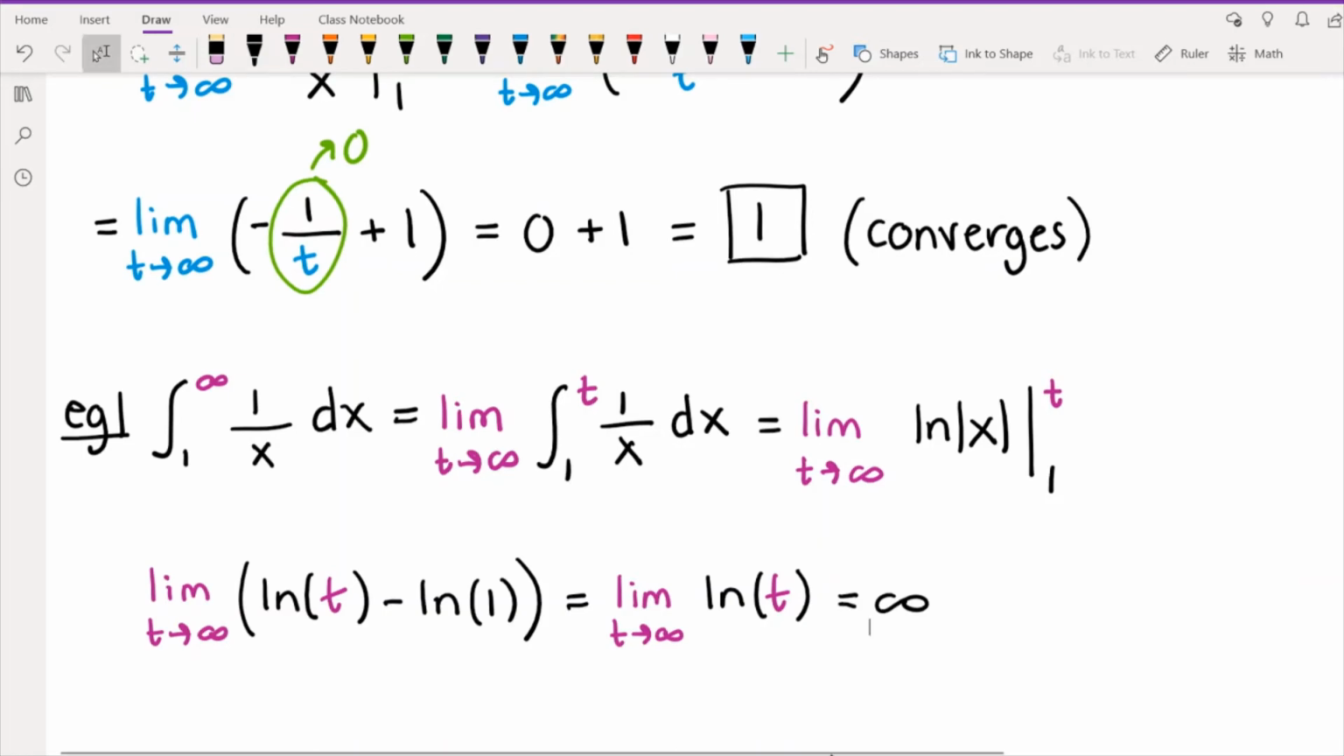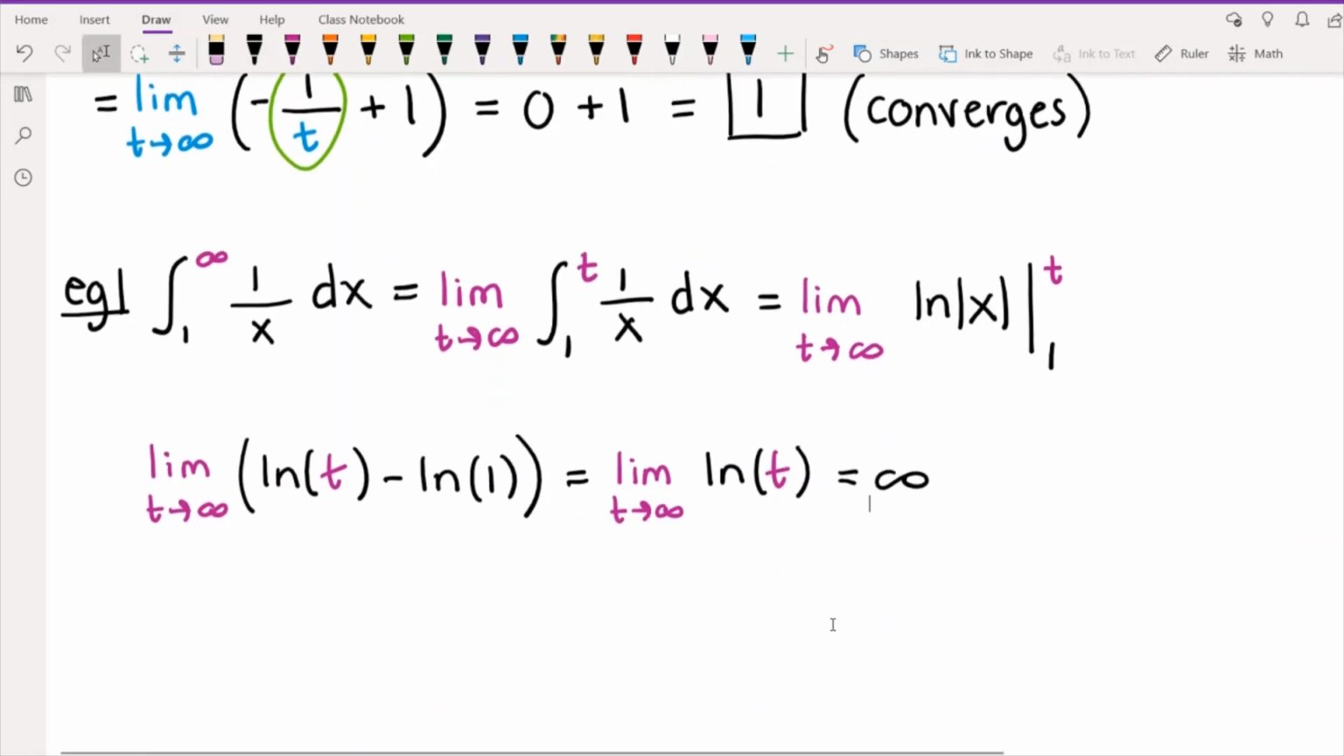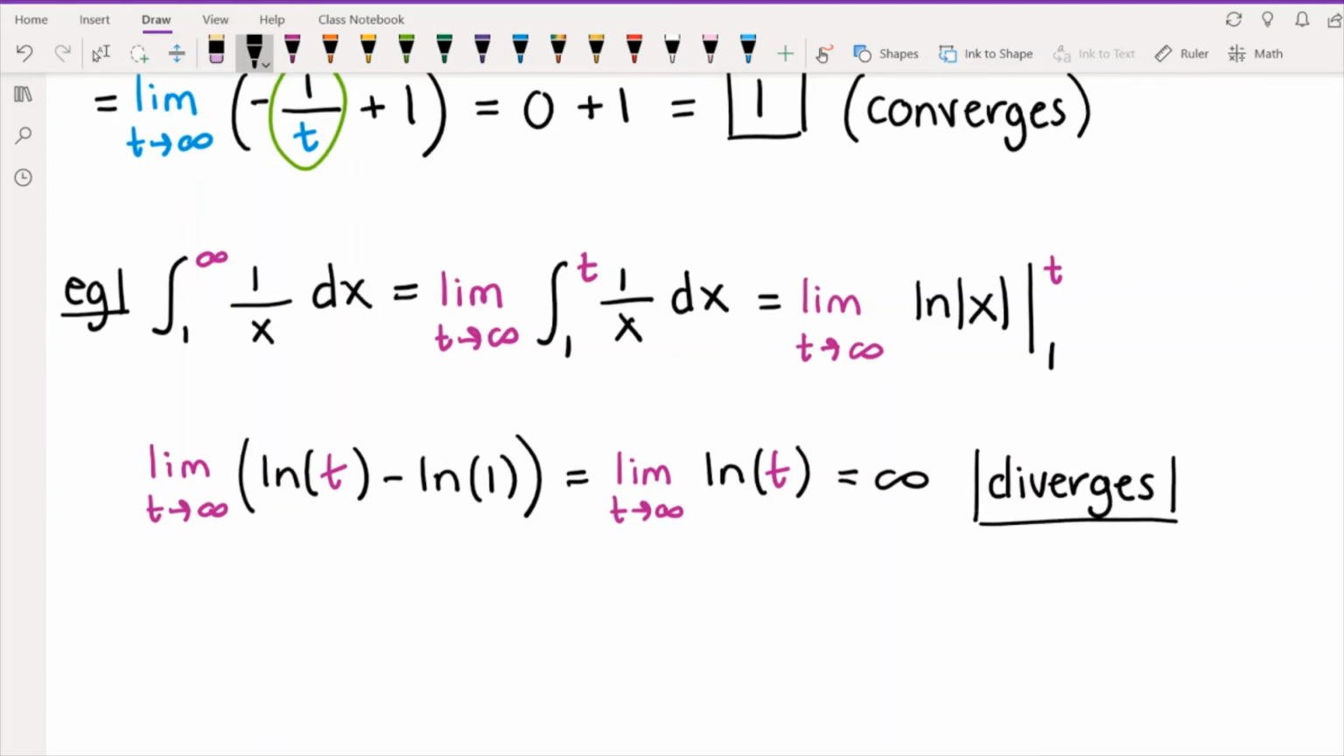So one thing that's a little bit different in this class compared to Calculus 1 is that we're not going to say that the value of this integral is infinity. We're just going to say that it diverges. As soon as you get positive or negative infinity as your answer, you don't need to specify which one it is. You just say it diverges. It basically means that there is no finite number representing the area. It doesn't matter if it's positive or negative infinity, just say it diverges.